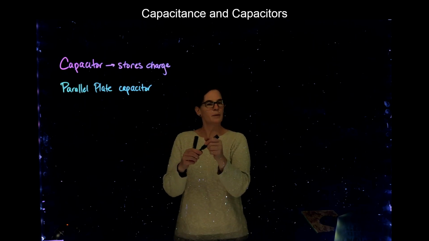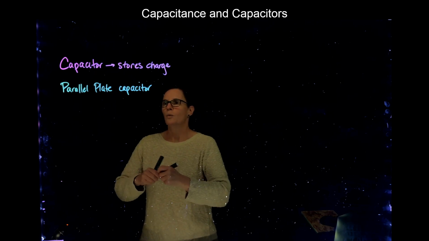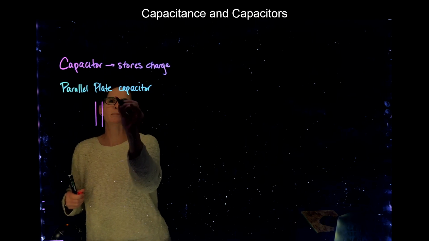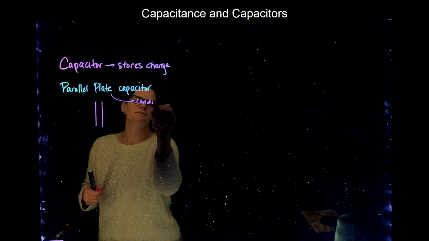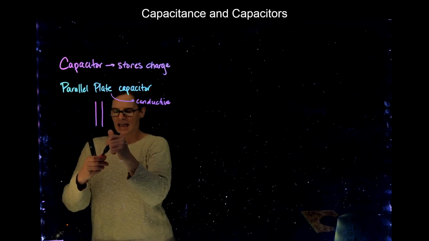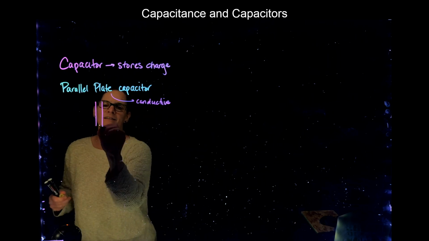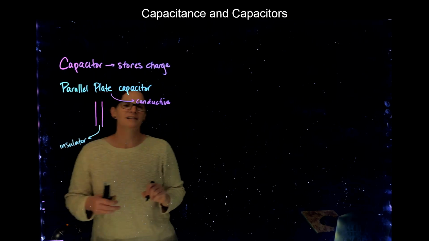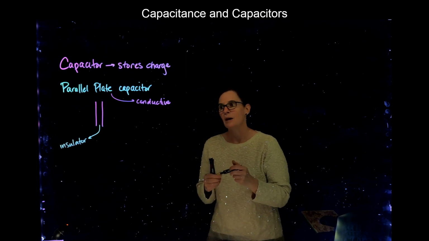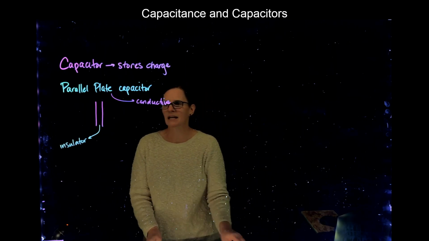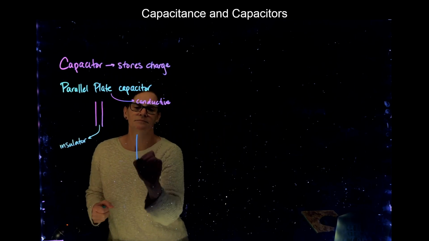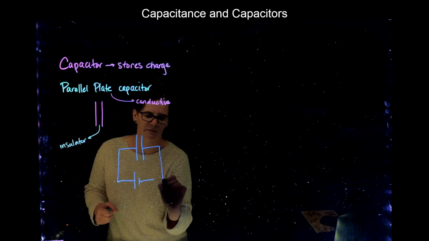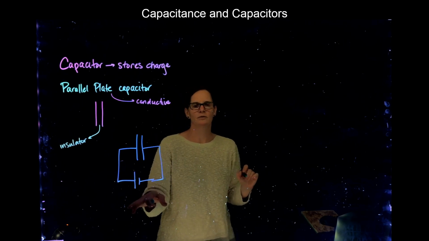A parallel plate capacitor is simply constructed with what you might imagine, two parallel plates, and these plates are conductive material, and they are separated by an insulator. All right, so two conductive plates separated by an insulator. Now let's imagine that we take these two conductive plates and we connect them to a voltage source. So here's my two conductive plates connected to a voltage source.